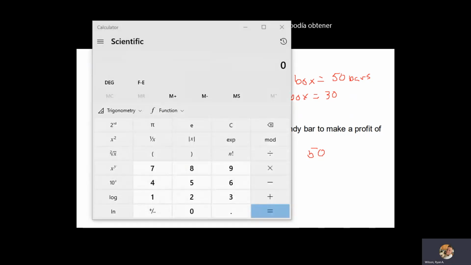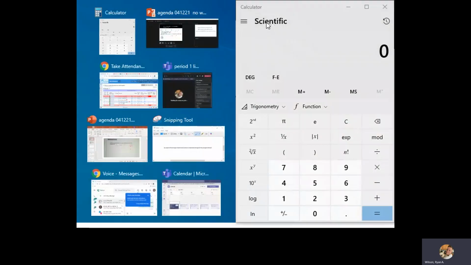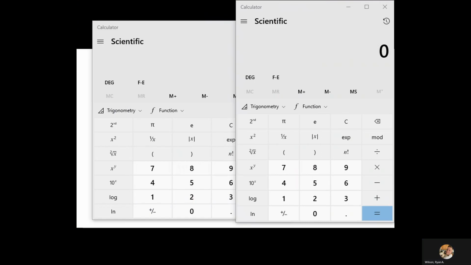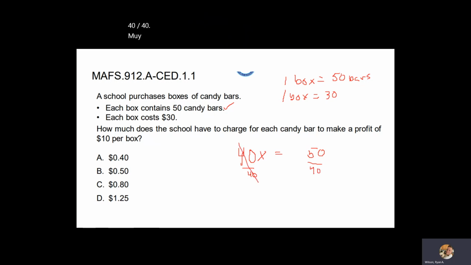So let me pull up a calculator real quick. So let's do a little bit of dividing. If I wanted to, that's not what I wanted, pardonnez-moi. Let's solve that equation and see what happens. So 40x is equal to 50. So to get the x by itself, I have to divide by 40. All right, so 50 divided by 40 is what?